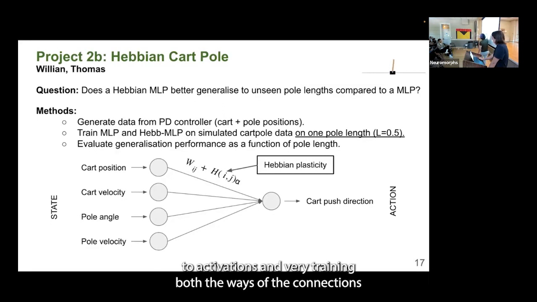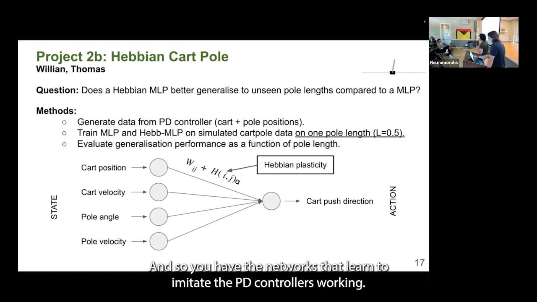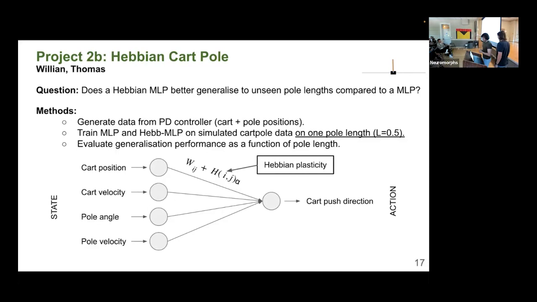And during training, both the weights of the connections and this alpha term, which scales up and down the Hebbian connections, are being trained by backpropagation. So we want to see if after training on this fixed pole length from a PD controller, so after you learn to imitate the PD controller for a fixed pole length, can you change the pole length of the cart and still have the networks that learned to imitate the PD controller working better?